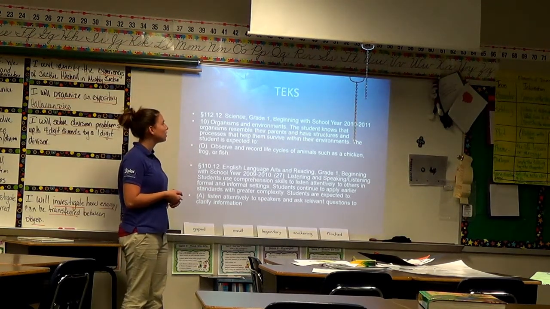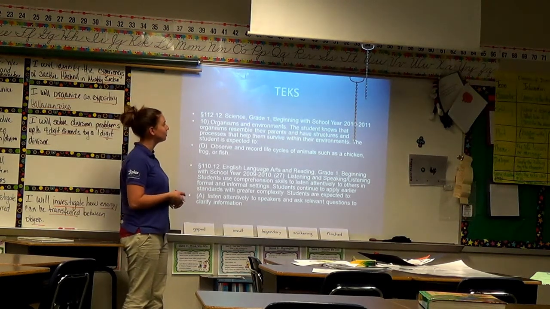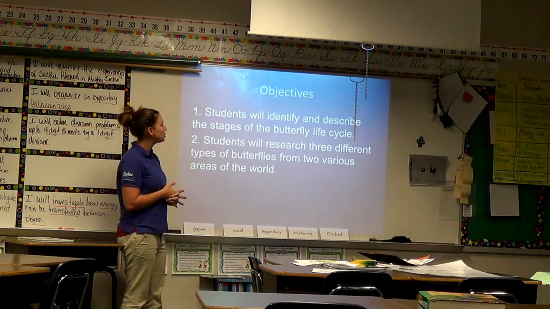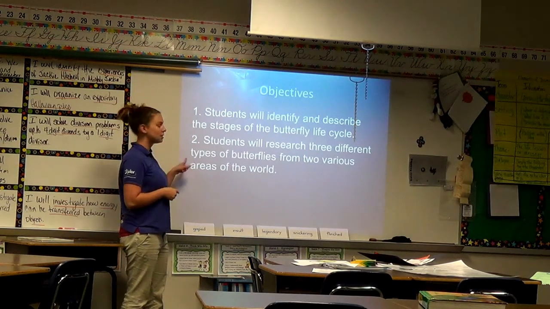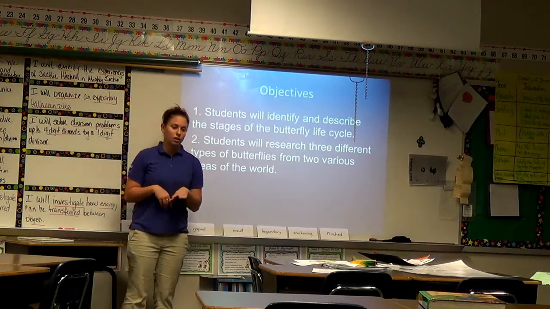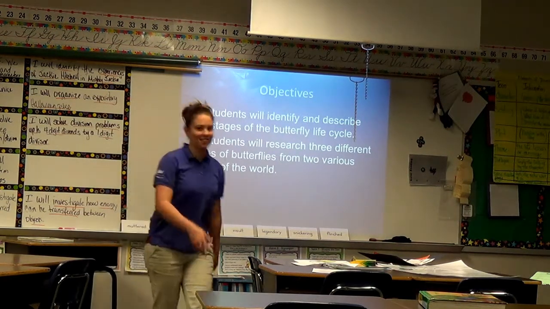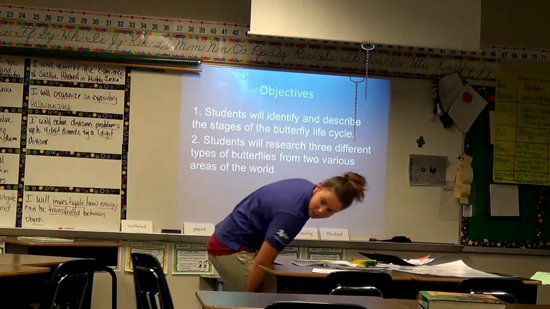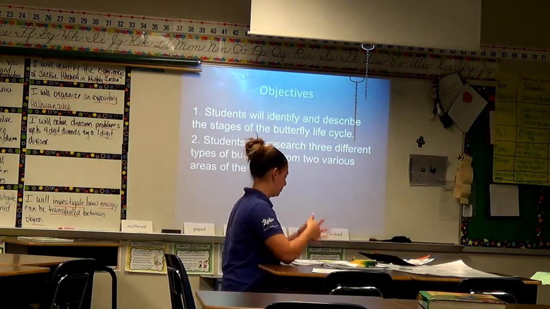And next we're going to go over the objectives that we chose for the lesson plan. The students will identify and describe the stages of the butterfly life cycle, and the students will research 3 different types of butterflies from 2 various areas of the world. This is our diversity part of our lesson plan, bringing in the different cultures and types of butterflies within those. And now Ms. Terri is going to introduce our lesson.